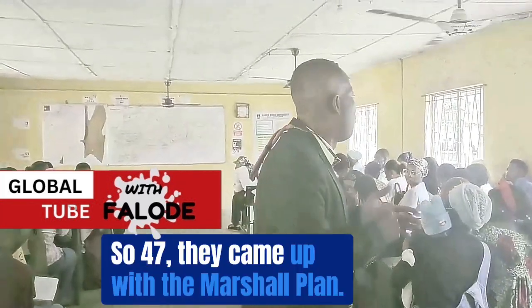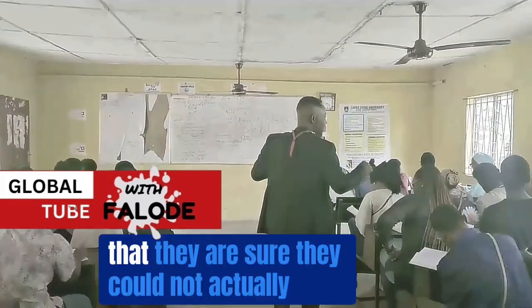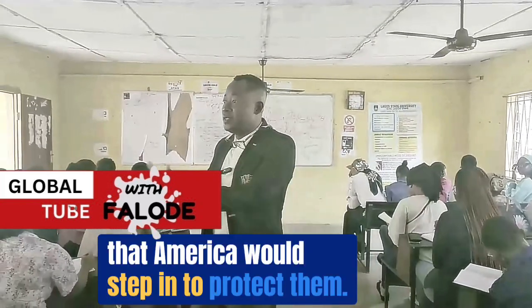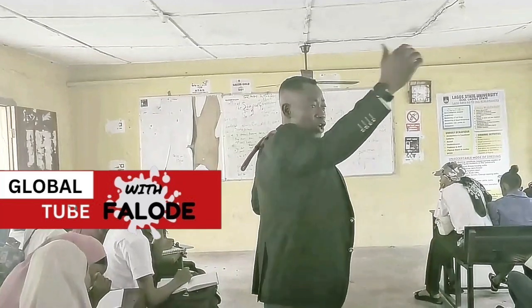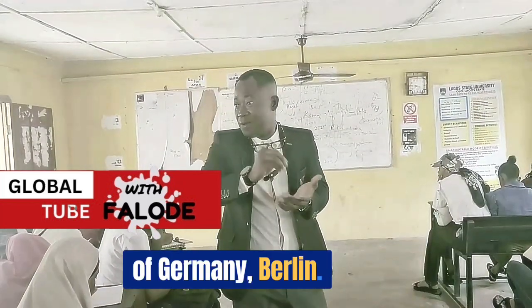So in 47, they came up with the Marshall Plan. That is, any country in the world that could not protect themselves from Russian influence, America would step in to protect them. And the two of them met in Berlin. Russians came from the east. They all met in the capital of Germany, Berlin.